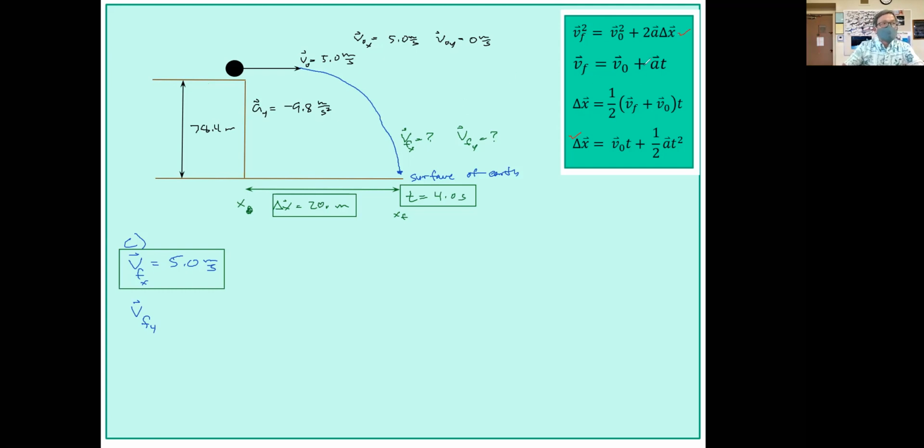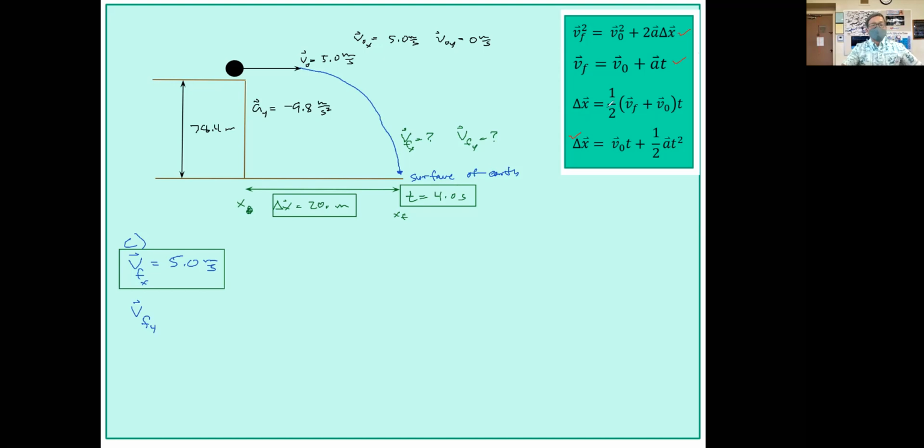Let's take a look at the second equation. The second equation here gives us v final. Do we know what v initial is along the y? Yes, we do. Do we know what the acceleration is along the y? Again, yes, because it's negative 9.8. And finally, do we have the time? We did. We solved for the time in the very first problem, so we have that as well. So this second equation will also give us the final velocity.